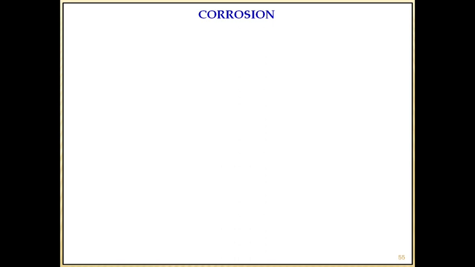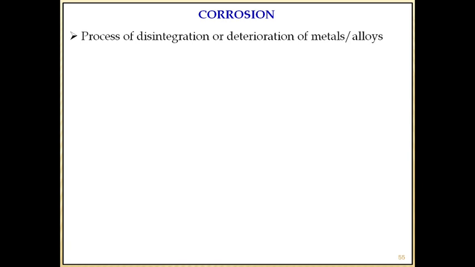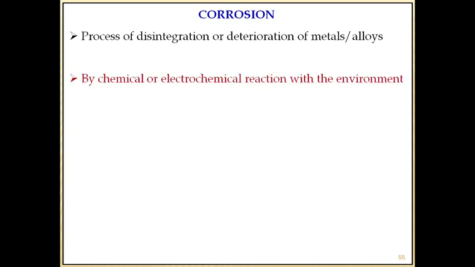I will be explaining the topic corrosion. As you all know, corrosion is the process of disintegration or deterioration of metals or alloys. It can happen by chemical or electrochemical reaction with the environment. That means it is the destruction of metals or alloys by reacting with the environment.